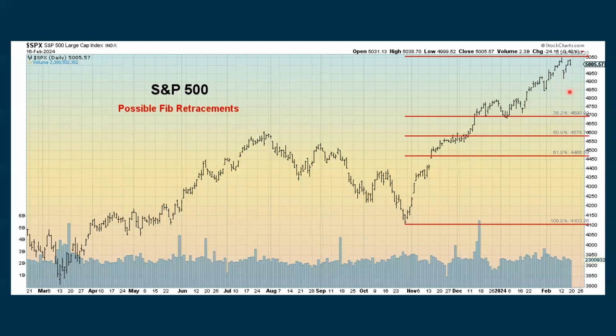I have a new Fib chart based on Fibonacci retracements. This goes from the October low to the all-time high. And if we do start to go down, these are the current retracement levels. Of course, if we go back and set another high, this will have to be adjusted.